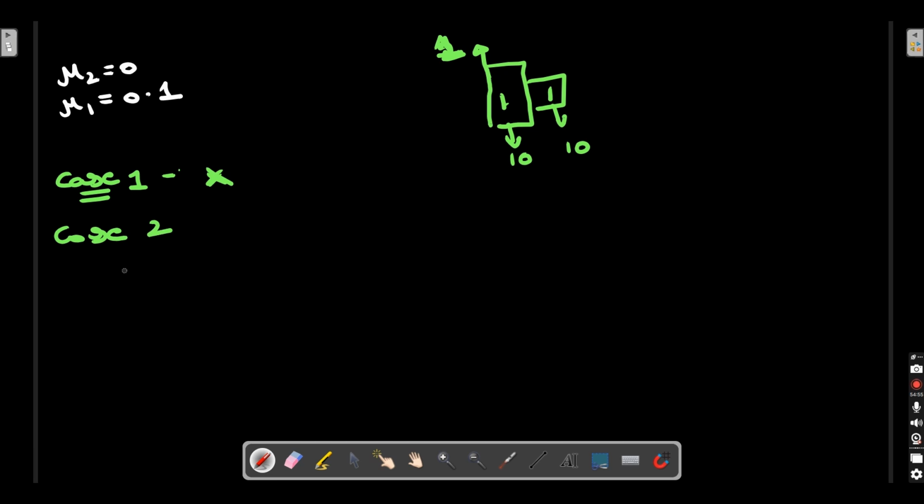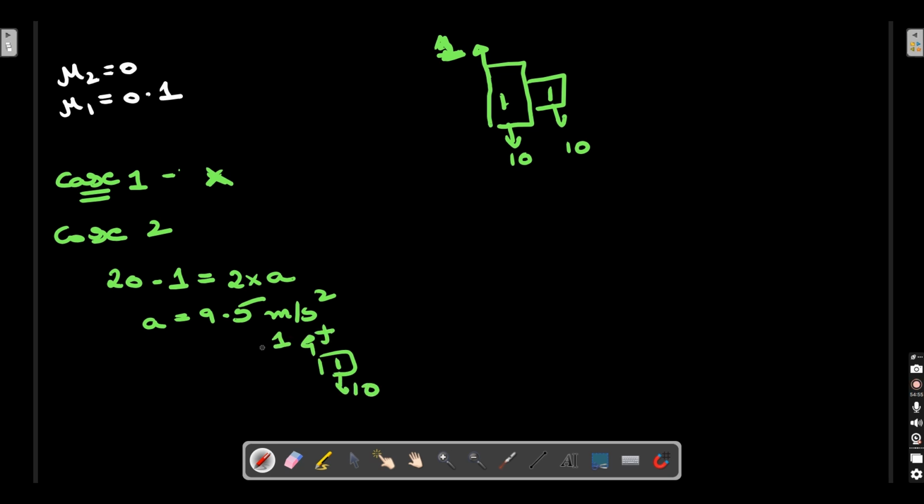So 10, 10, 20 minus 1 is equal to 2 into A. A is equal to 9.5. Is this right? Let's check. So this is 10, 1. Here we are having friction. Here you say it's 10, right? 1. So 10 minus F is equal to 1 into acceleration, that is 9.5. F is equal to 0.5, which is greater than 0. So here we have failed. So case 2 is also wrong.